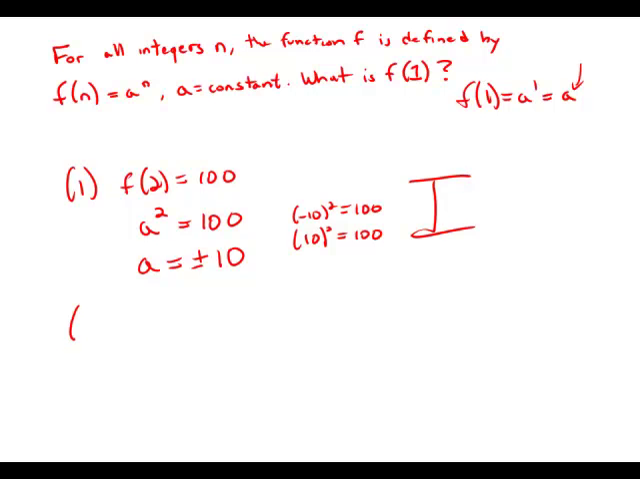So now forget about statement number 1. Statement number 2 tells us that f of 3 equals negative 1,000. And so now I know that a cubed equals negative 1,000. Well, unlike squaring, with a cube, if you cube a negative, you get a negative. If you cube a positive, you get a positive. So the fact that a cubed is negative tells us that a has to be negative. And in fact, here, a would be negative 10. So this is sufficient to determine a unique value of a. Statement number 2 is sufficient.